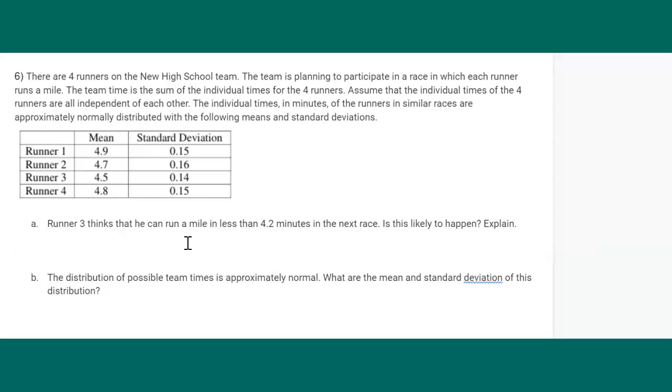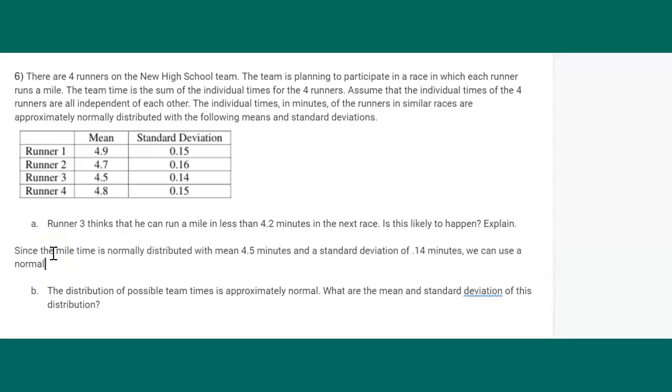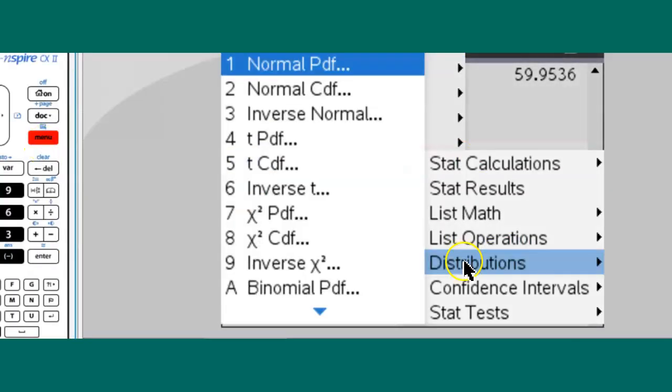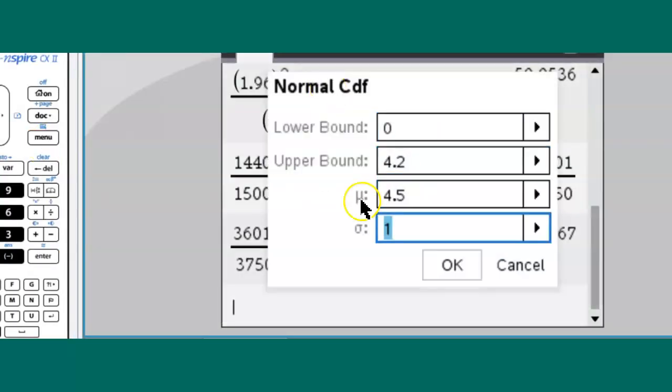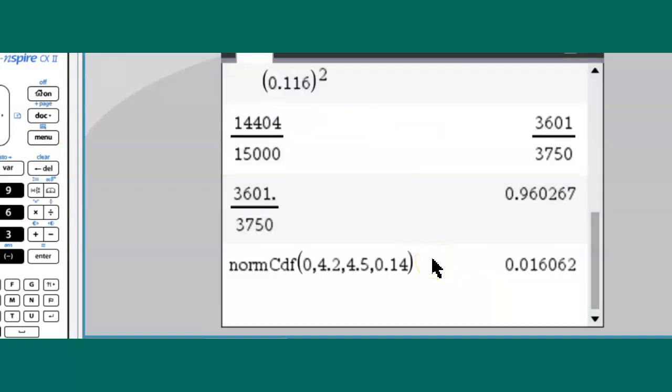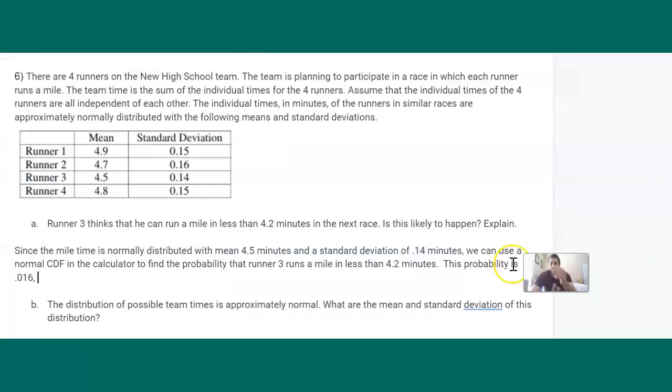So we just go into our calculator and find the probability that the running time is less than 4.2 minutes. And it says that they're all normally distributed in here, so we don't have to justify the fact that we're using a normal CDF to do that. All right, so we get our calculator. There you go. Probability is 0.016. So that means it's possible. He's got a 1.6% chance of pulling it off based on this, but it's not very likely. And there you go.